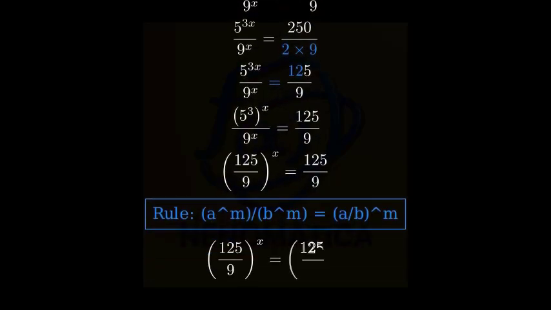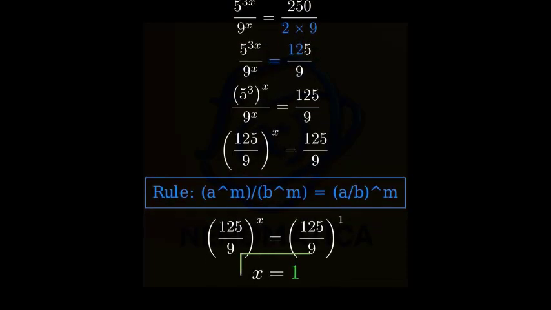Now, we can observe that if we raise a number to a power and the result equals the original number, then the exponent must be 1. So 125 divided by 9 to the power of x equals 125 divided by 9 to the power of 1. Therefore, x equals 1.